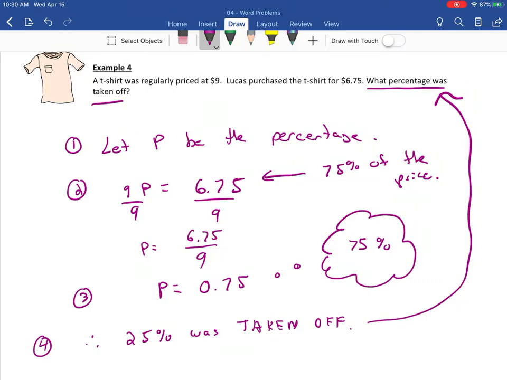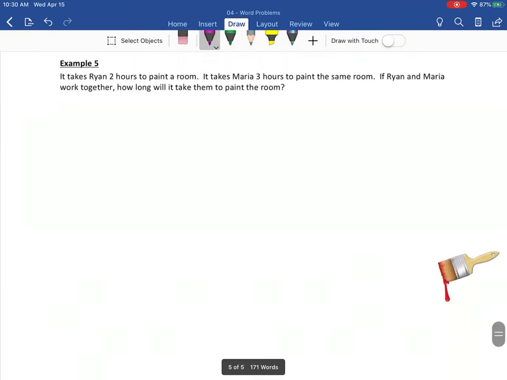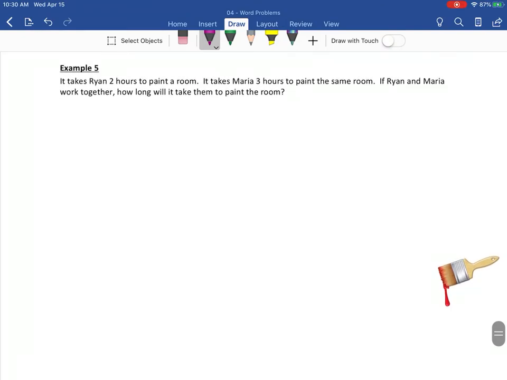Okay, that's the highest level of word problem you'll probably see on an assignment or a test in this chapter. But I do want to go a step farther, just to really see a word problem that's got some torque to it, a really upper level word problem. Example 5. It takes Ryan 2 hours to paint a room. It takes Maria 3 hours to paint the same room. If Ryan and Maria work together, how long will it take them to paint a room?